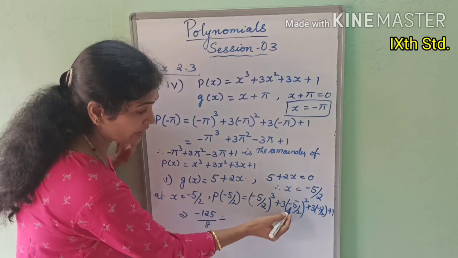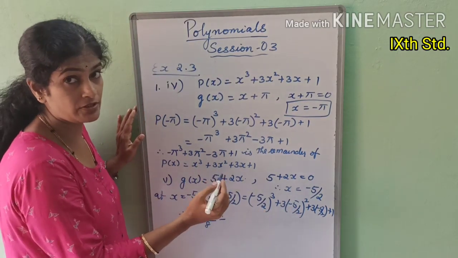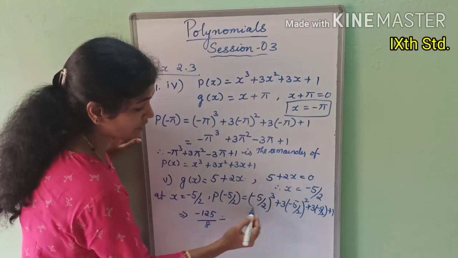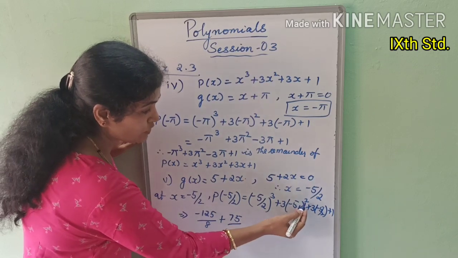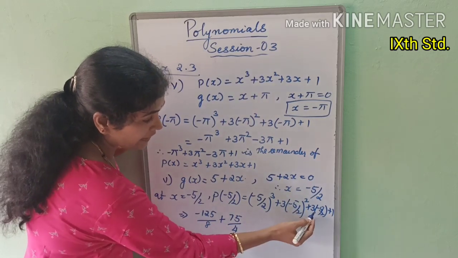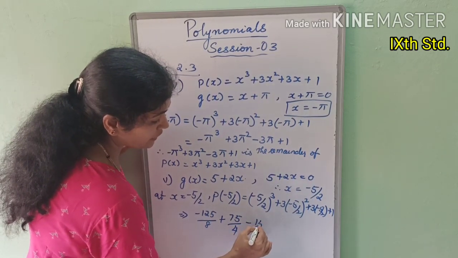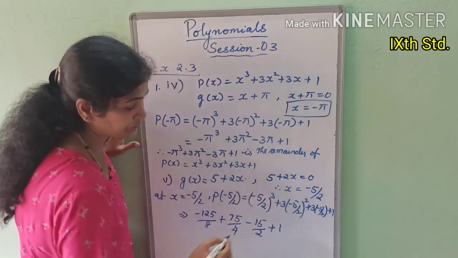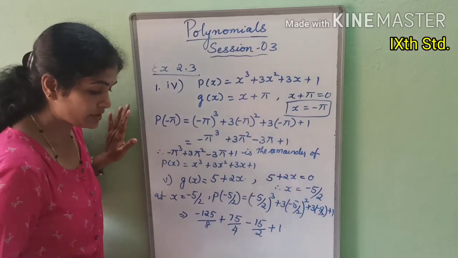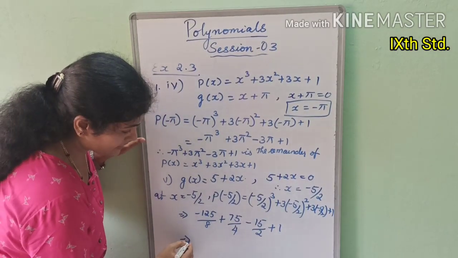5 square is 25. Minus 5 square is 25. 25 into 3 is 75 plus here 2 square. 2 square is 4, and here minus 3 into 5 is 15, 15 by 2 plus 1. Okay. Now simplify by taking the LCM.